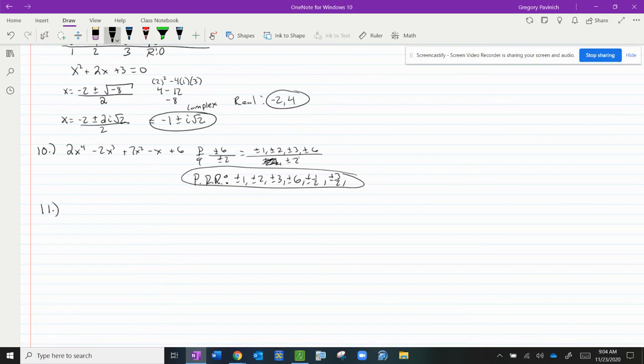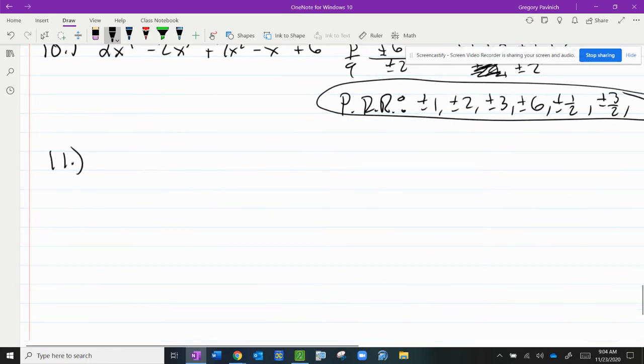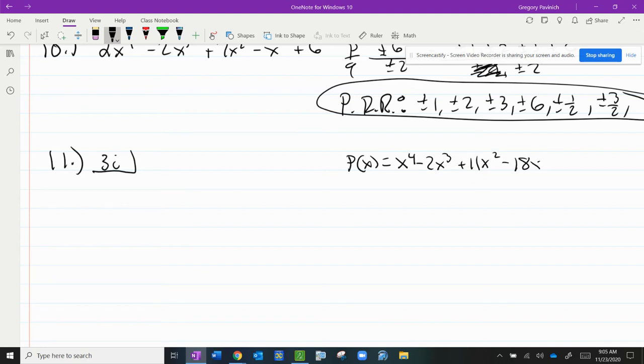And number 11. Okay, so it says, assume 3i is a root of the polynomial p of x equals x to the fourth minus 2x cubed plus 11x squared minus 18. Well, definitely not 4 terms. There's nothing I can do there. So I am going to synthetically divide with 3i. So a fourth, a third, quadratic, a linear. There.